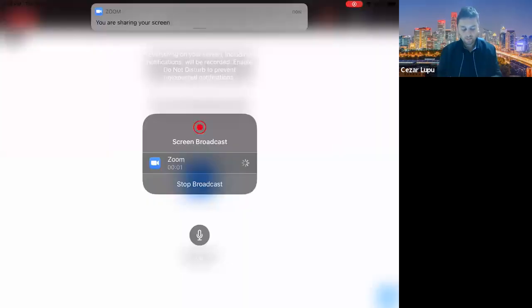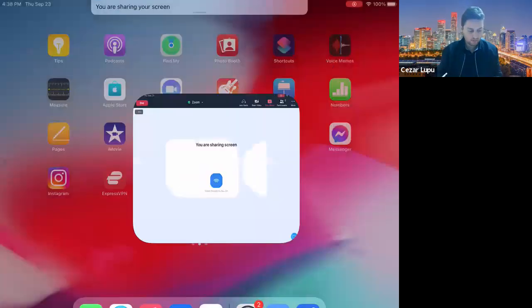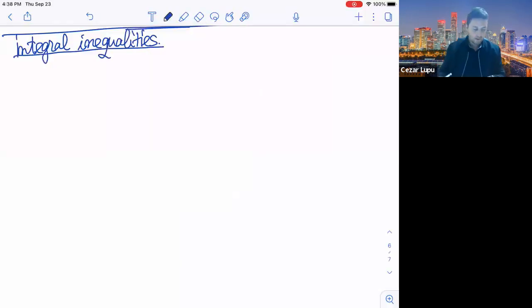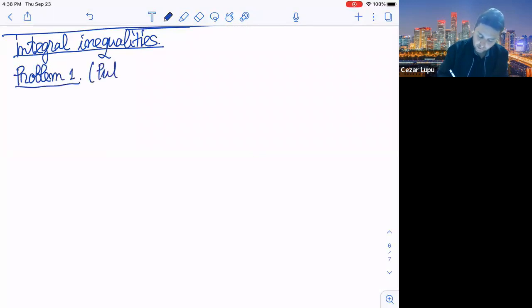Let me start with a fairly easy problem, which was given in the Putnam competition back in 2014, I think. So the problem has the following statement. So let's say problem 1. This was a Putnam B2 in 2014.